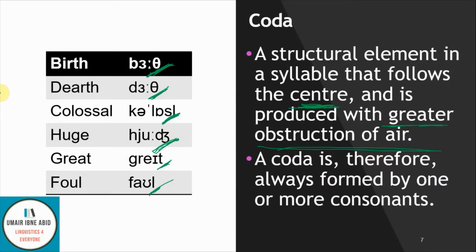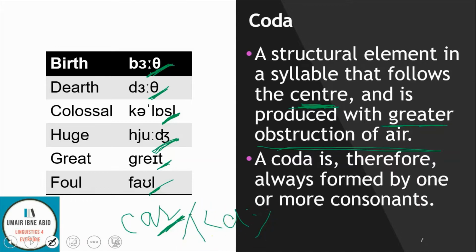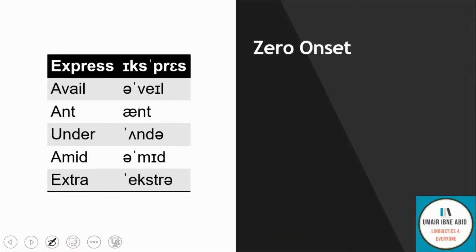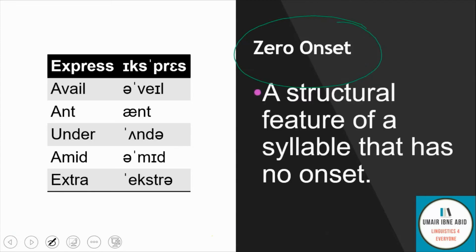Now if we look at this word car, in a non-rhotic accent, meaning received pronunciation, which we are studying, this word has no coda. This word will be pronounced as ka. But in American English it has a coda, because in American English it will be pronounced as car. To keep in mind. Now zero onset.